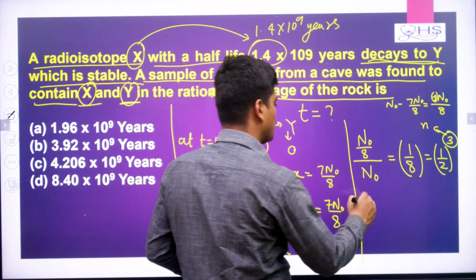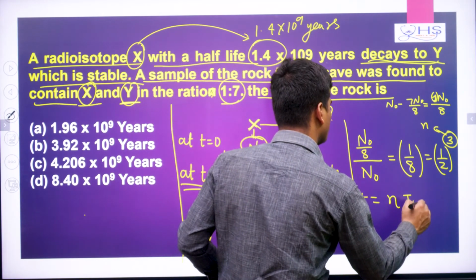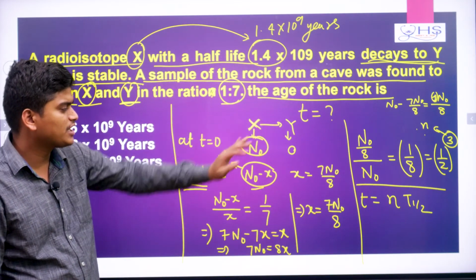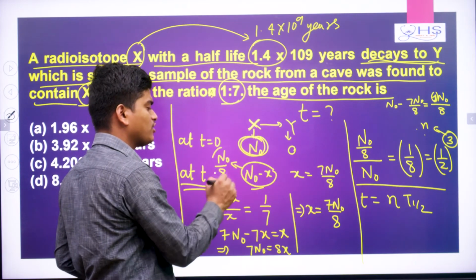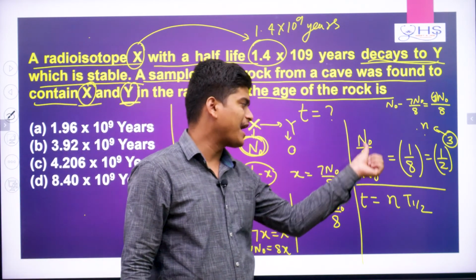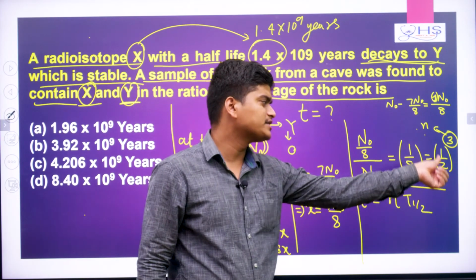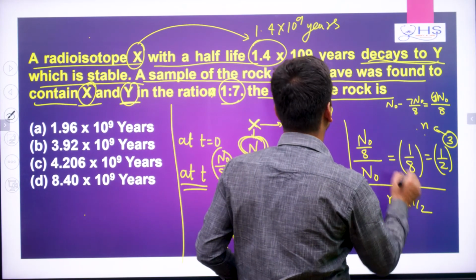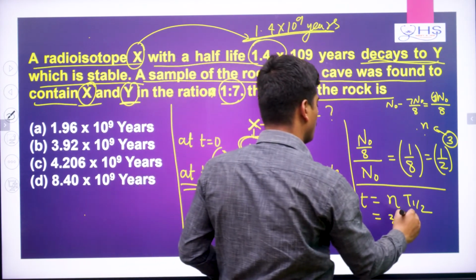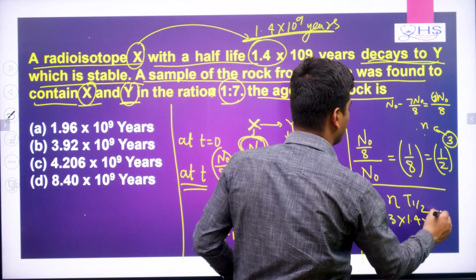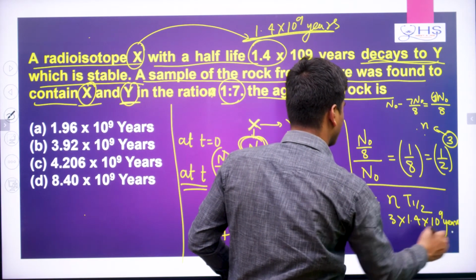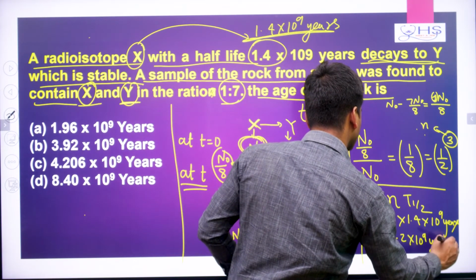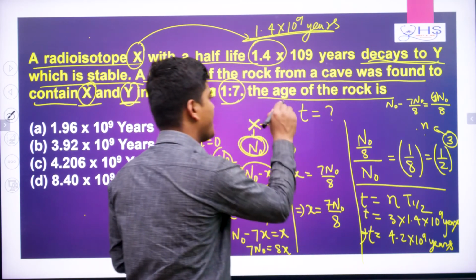Now if I want to calculate time, it is number of half lives into t half. Previously we did the same way. So this is the initial condition and final condition: initially n naught, final is n naught by 8. Final by initial is 1 by 8, that is half to the power 3, which means 3 half lives. So it is 3 times t half. t half is given here, which is 1.4 into 10 to the power 9 years. Now you can calculate, it is around 4.2 into 10 to the power 9 years. So this is the time, the age of the rock.